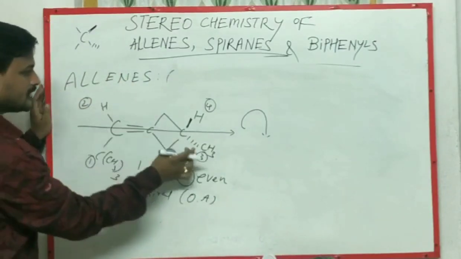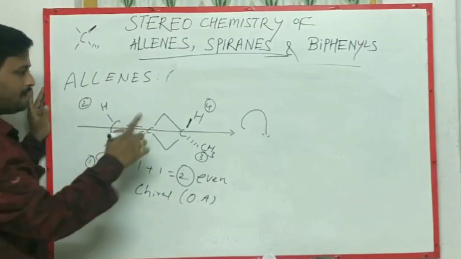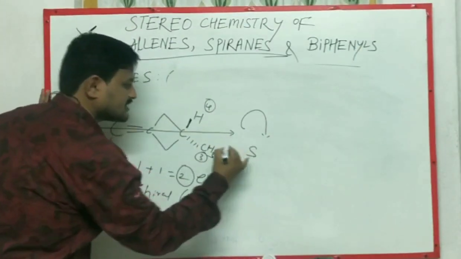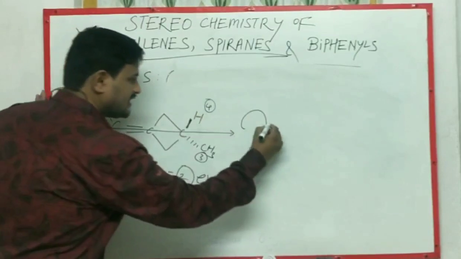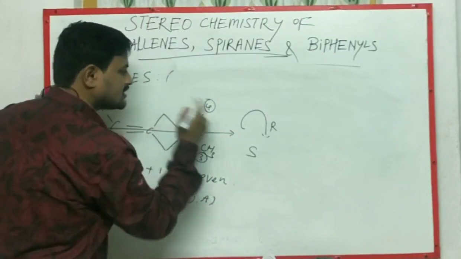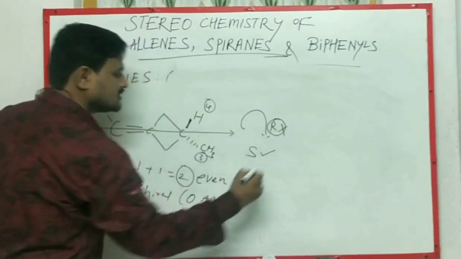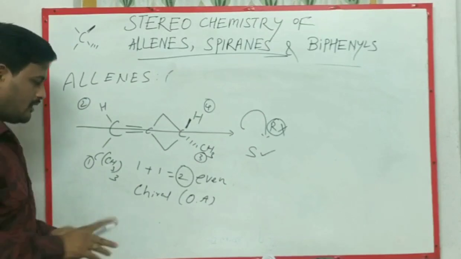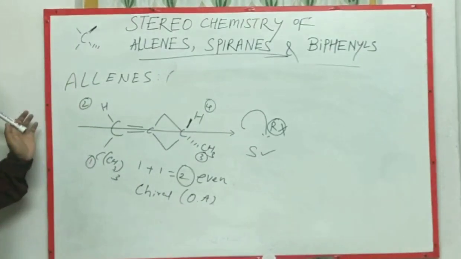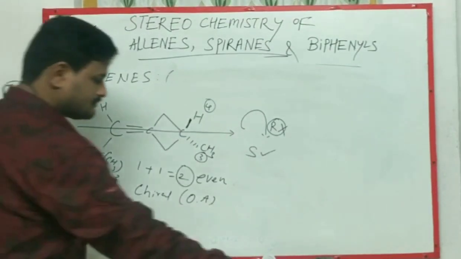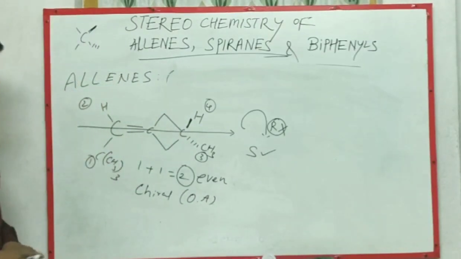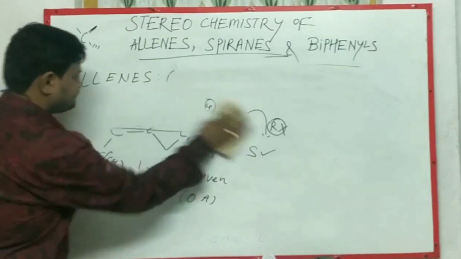1, 2, 3 in this direction, and the fourth priority is above the plane. Okay, above the plane, so this configuration is S. Actually clockwise direction is R, but here the fourth priority is above the plane. So that is wrong and this is correct. Do you understand? Is it clear? Okay. Clear? And we go for another example.